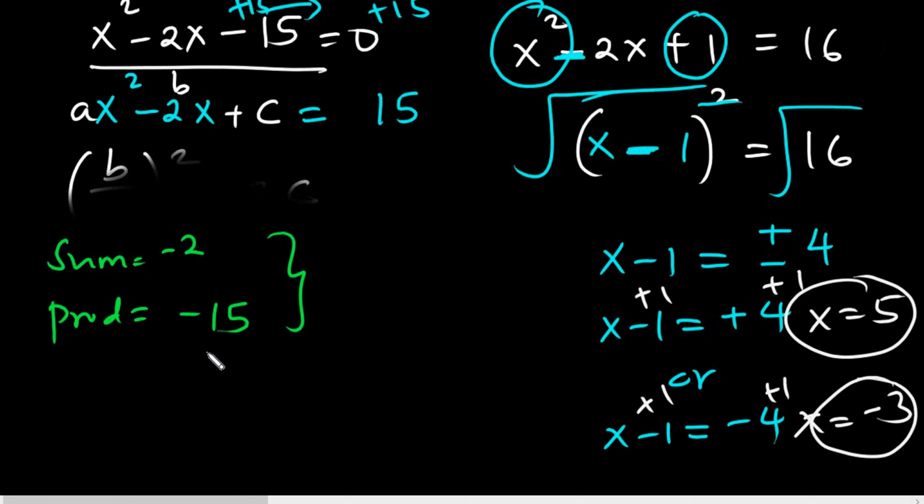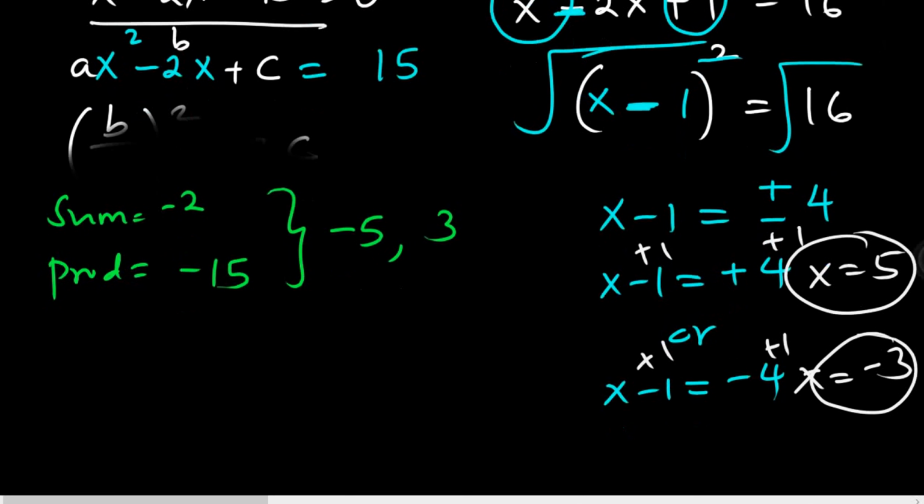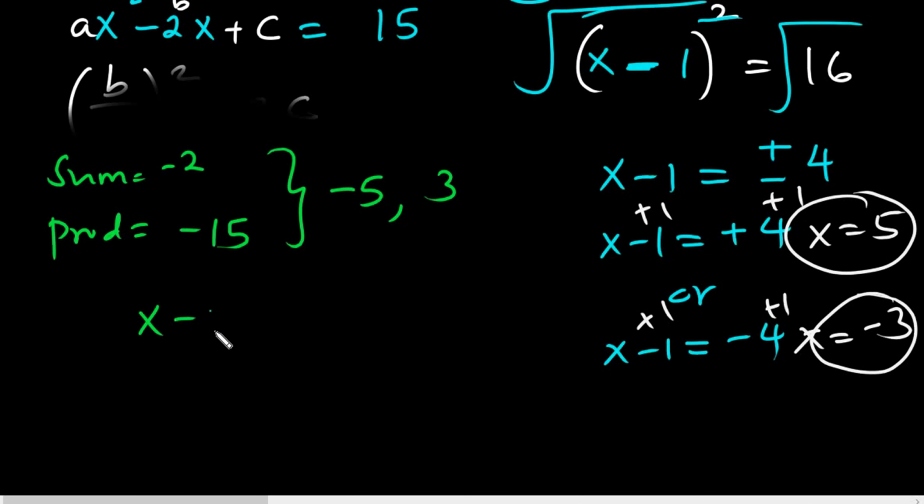So which are these two numbers? So these two numbers are negative 5 and 3. Okay, when you add them, negative 5 plus 3, you get negative 2. When you multiply them, negative 5 times 3, you get negative 15. So we can have x minus 5 and x plus 3. Okay, then this is equal to 0.